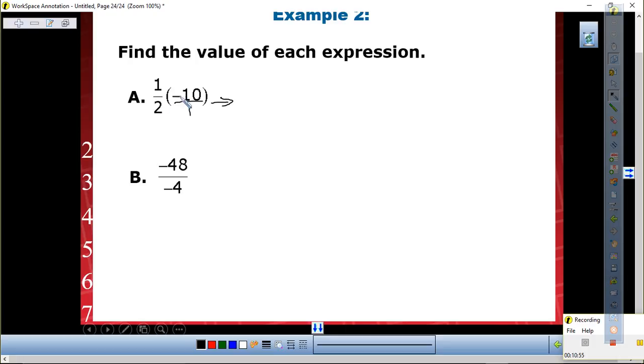Therefore, are they the same sign? No. Therefore, 1 times 10 is 10. 2 times 1 is 2. 10 divided by 2 is 5. All right. For B, are these the same sign? No, Mr. Q. Oh, yes. Okay, my bad. So it's a positive. 48 divided by 4, that is 12. Piece of cake? Yeah, right? All right. So we're done with those.